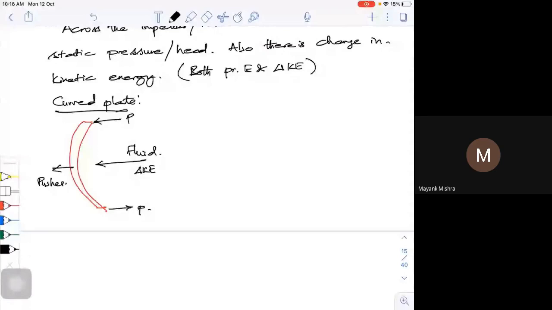So the force change is due to the direction of the flow of fluid. This is the fluid flow, mainly because of velocity. The fluid enters at some velocity v1, strikes the blade, and pushes it. Then it comes out with some velocity v2. So the main momentum to the blade is given mainly because of the kinetic energy. I am not seeing any pressure energy.